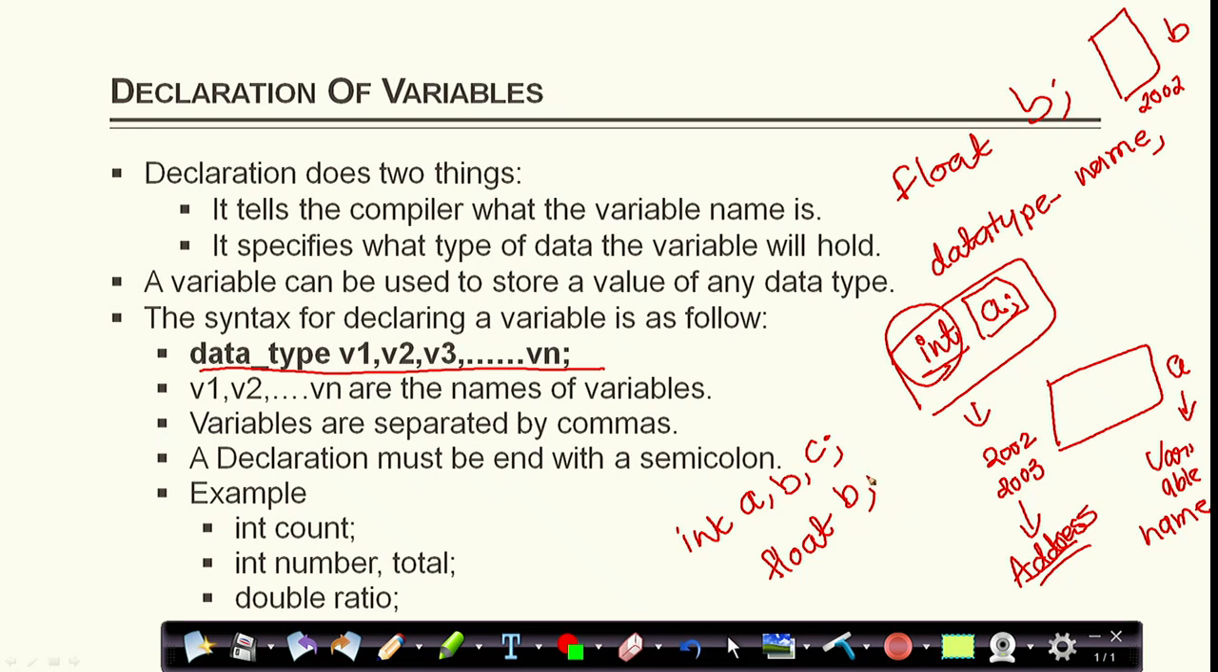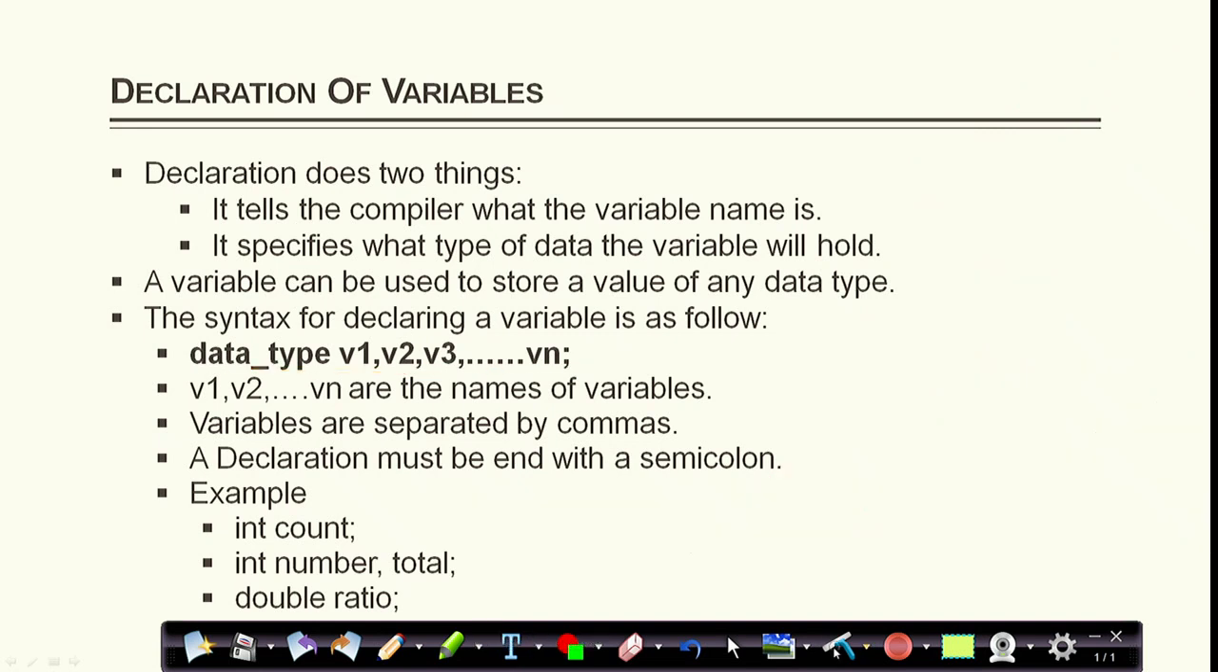A declaration must end with a semicolon. Here I am giving some examples of the declaration of this variable. So this is all about the declaration of a variable.